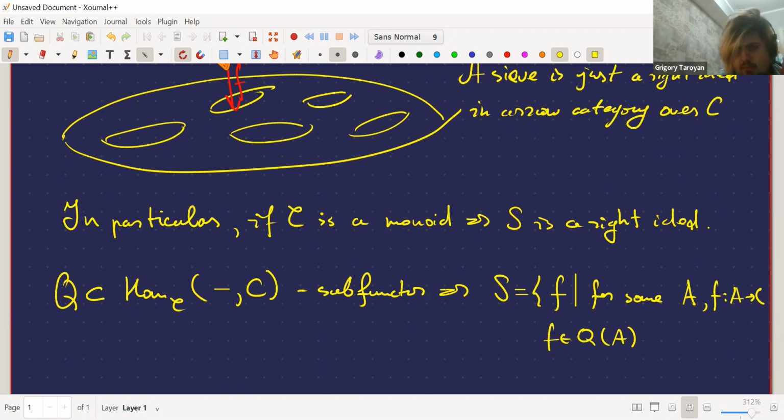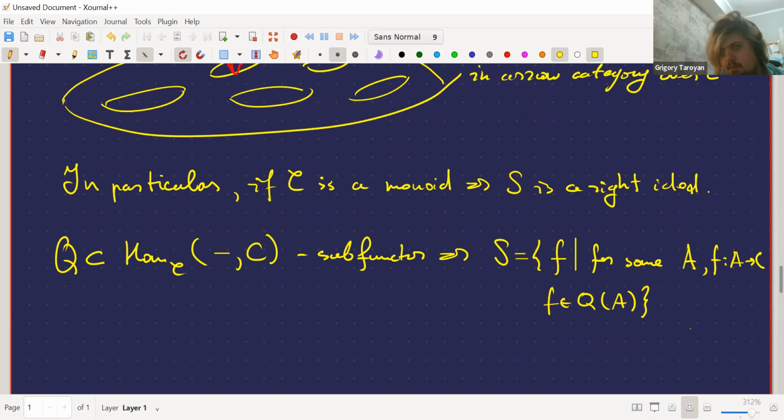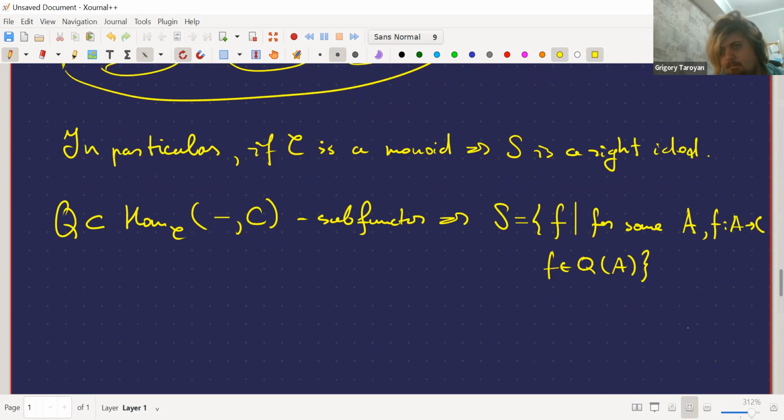Oh, wait a second, something is terribly wrong here. Wait a moment. Yeah, so for some object A. So this thing here consists of such morphisms that, wait a moment, I don't quite understand.